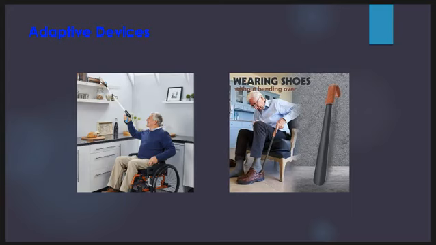Here are more adaptive devices. We have again the trigger reacher, which is helpful to grab hard to reach items. And here is also an image of a shoehorn. This basically helps patients put on shoes without bending much.